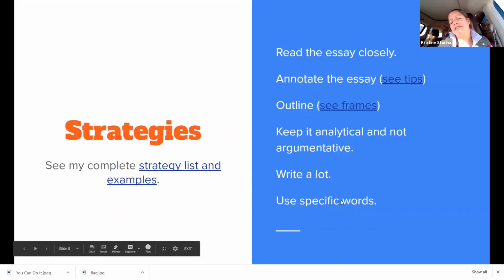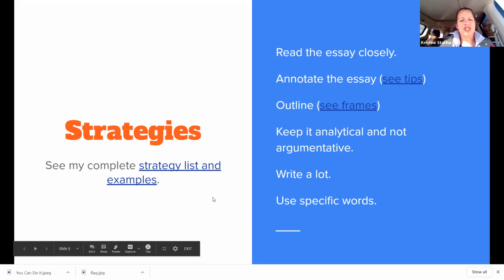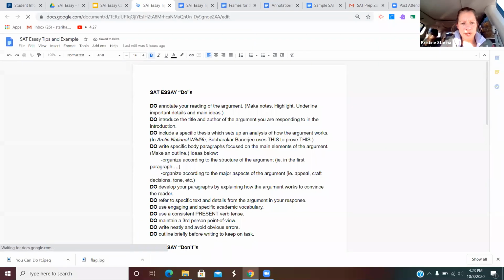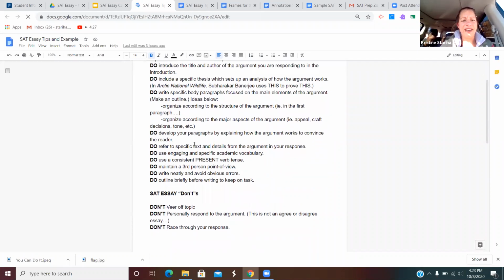Also, use specific words. I don't want you to try to use big words and make yourself sound really smart, but don't use words like things, stuff, a lot. Don't use general words. Use really specific words. Make sure it's very clear what you're talking about. This strategy list that I already clicked on once here gives you even more do's and don'ts, and I've already talked about some of these. I don't want to go over them again.